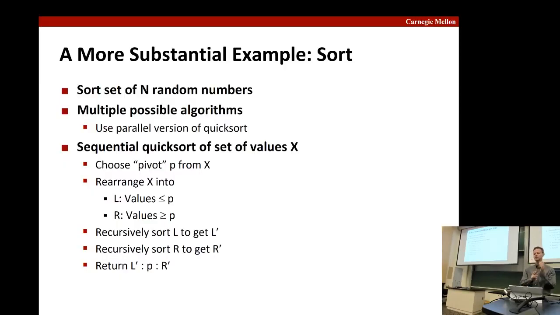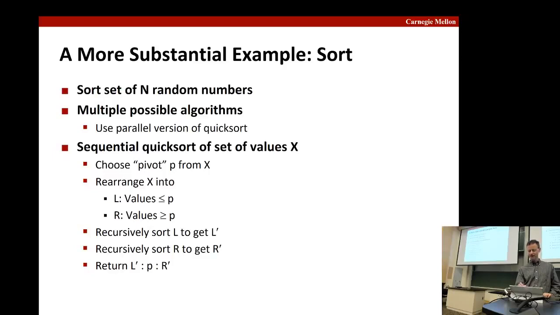Okay, so let's take the rest of the class and look at a more substantial example, sorting. It turns out there's lots of ways to sort, lots of proposed methods for sorting efficiently on parallel machines, in multi-threaded code, on multiple cores. We're going to look at variants of quicksort. So let's remind you of how quicksort works serially.